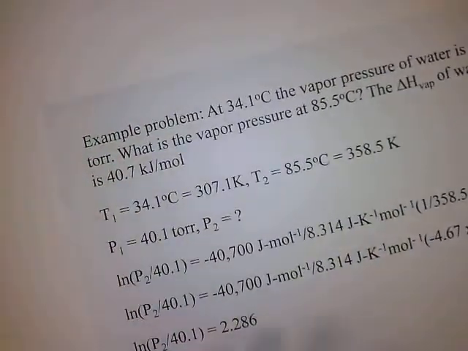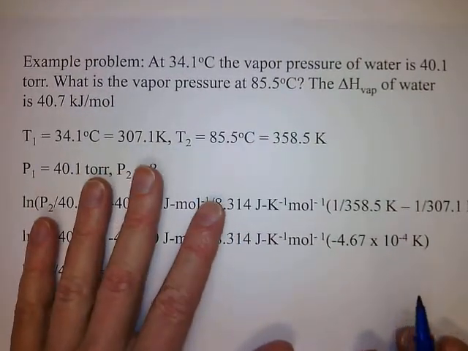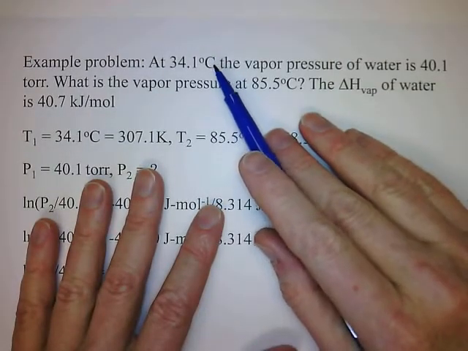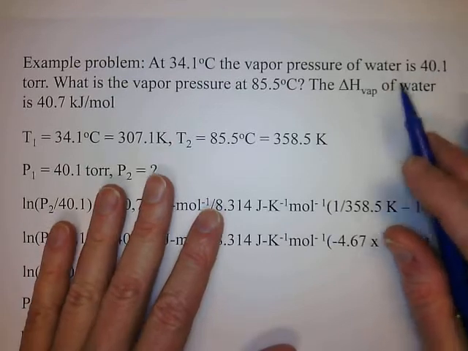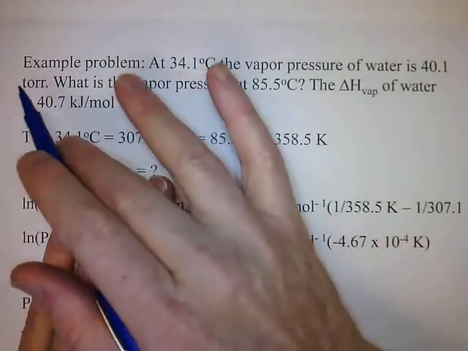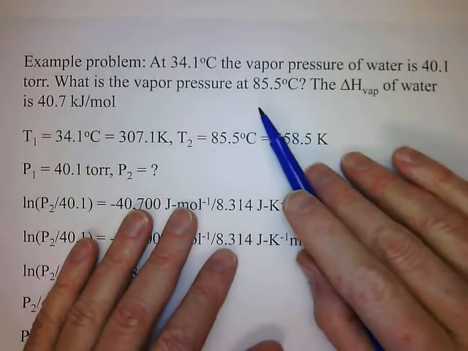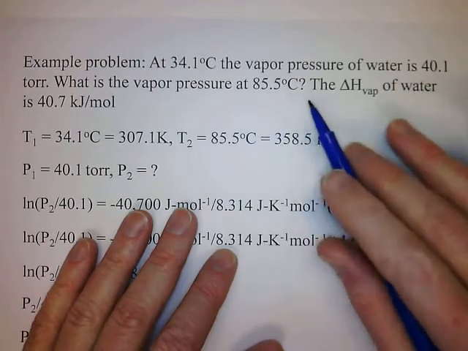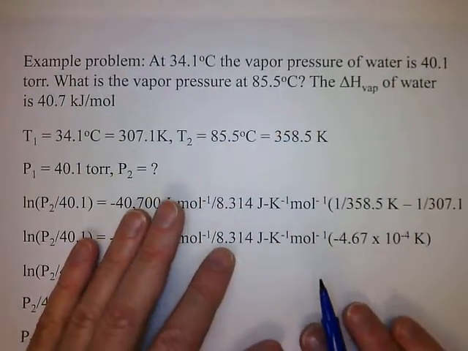So, let's work a problem. Let's say at 34.1 Celsius, the vapor pressure of water is 40.1 torr, and we want to know what the vapor pressure is at 85.5 Celsius, given that the heat of vaporization of water is 40.7 kilojoules per mole.